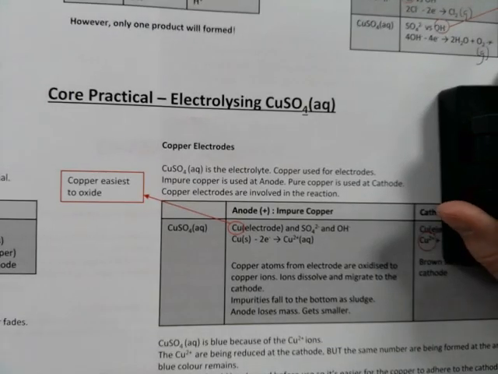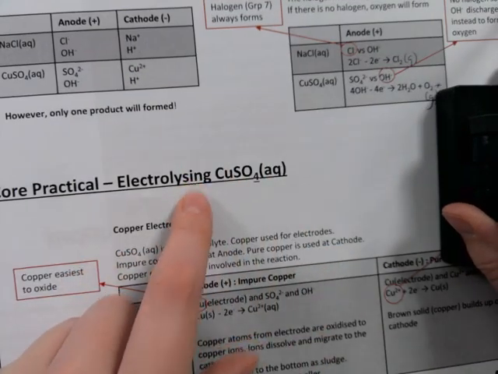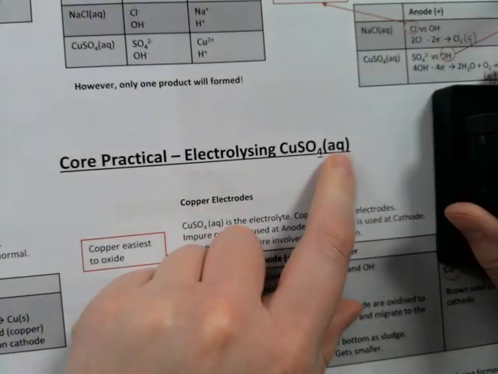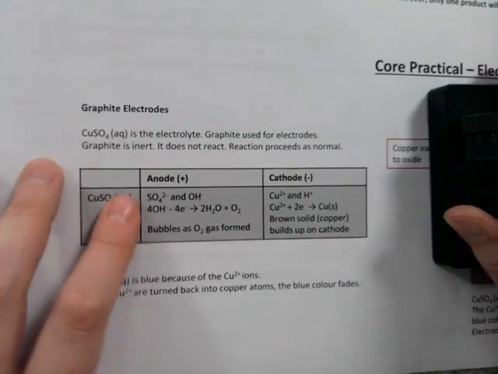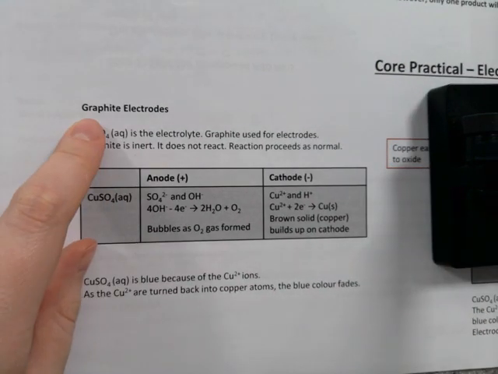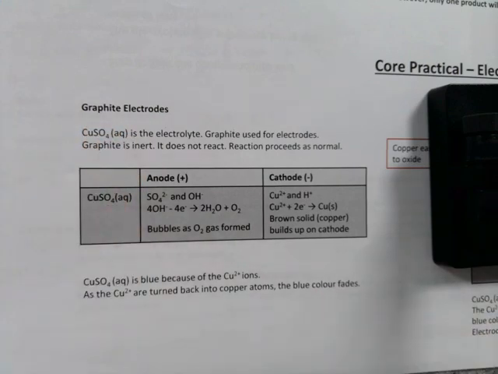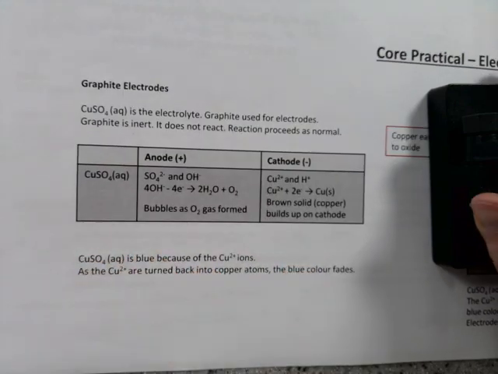Last little bit, there's a core practical where we take copper sulfate, which is what I've got here, and we split it up, and it's always aqueous copper sulfate, always. But we do it in 2 ways. We do it using graphite electrodes and using copper electrodes. So graphite electrodes is just what we've been doing so far. Graphite is inert, it doesn't react, so electrolysis just proceeds as you would expect it to.